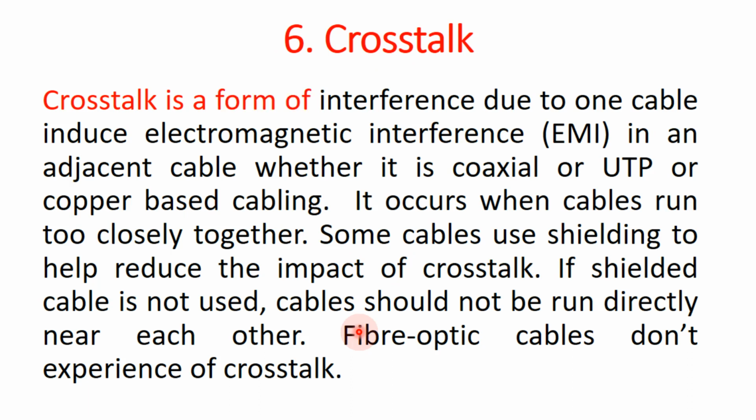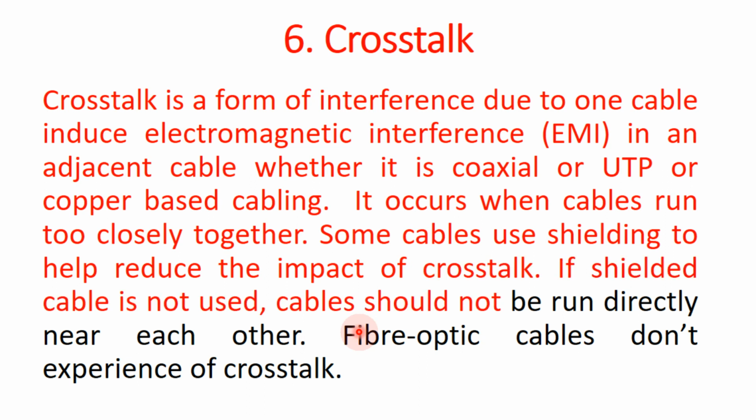Crosstalk is a form of interference in which one cable induces electromagnetic interference, EMI, in an adjacent cable, whether it is coaxial or UTP or copper-based cabling. It occurs when cables run too closely together. Some cables use shielding to help reduce the impact of crosstalk. If shielded cable is not used, cables should not be run directly near each other. Fiber optic cables don't experience crosstalk.